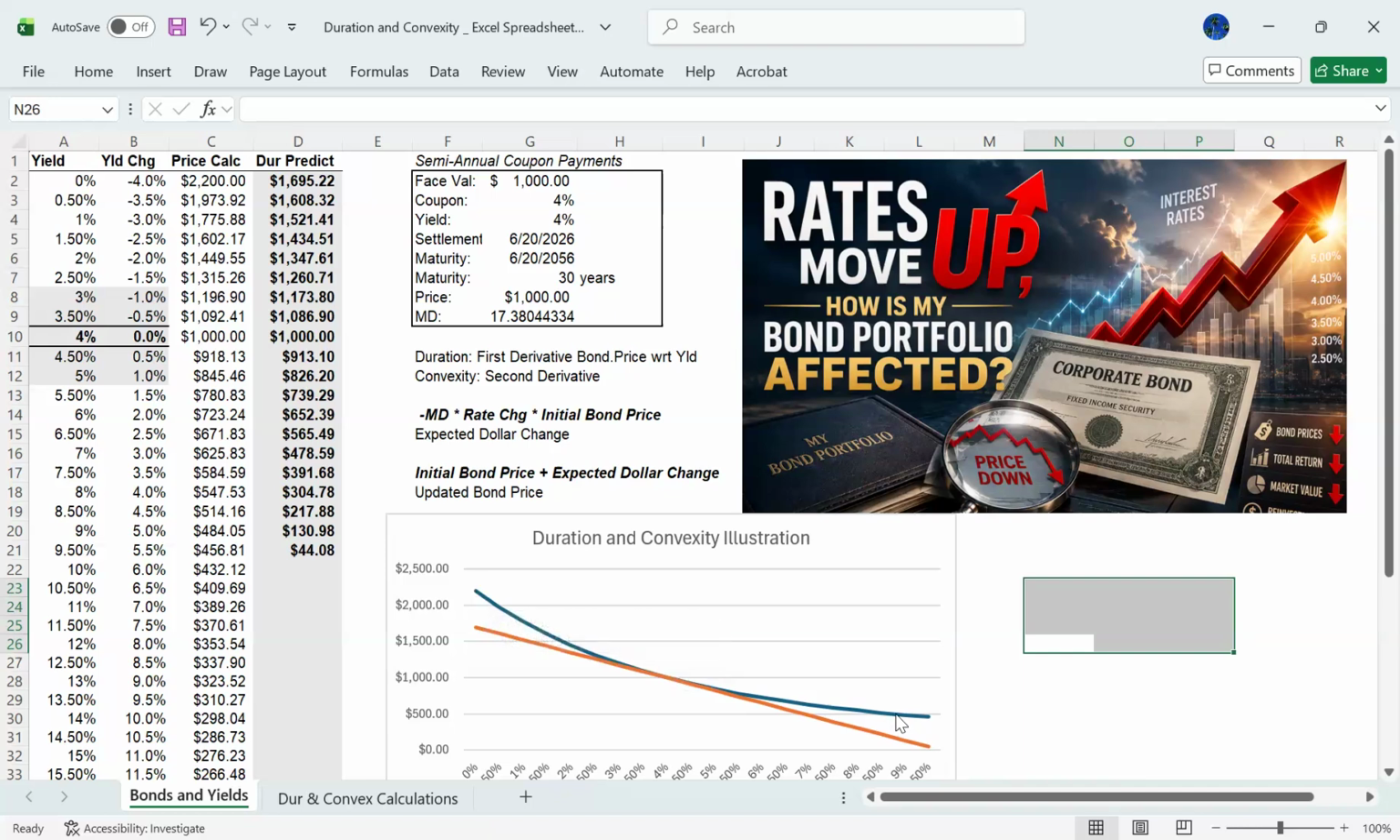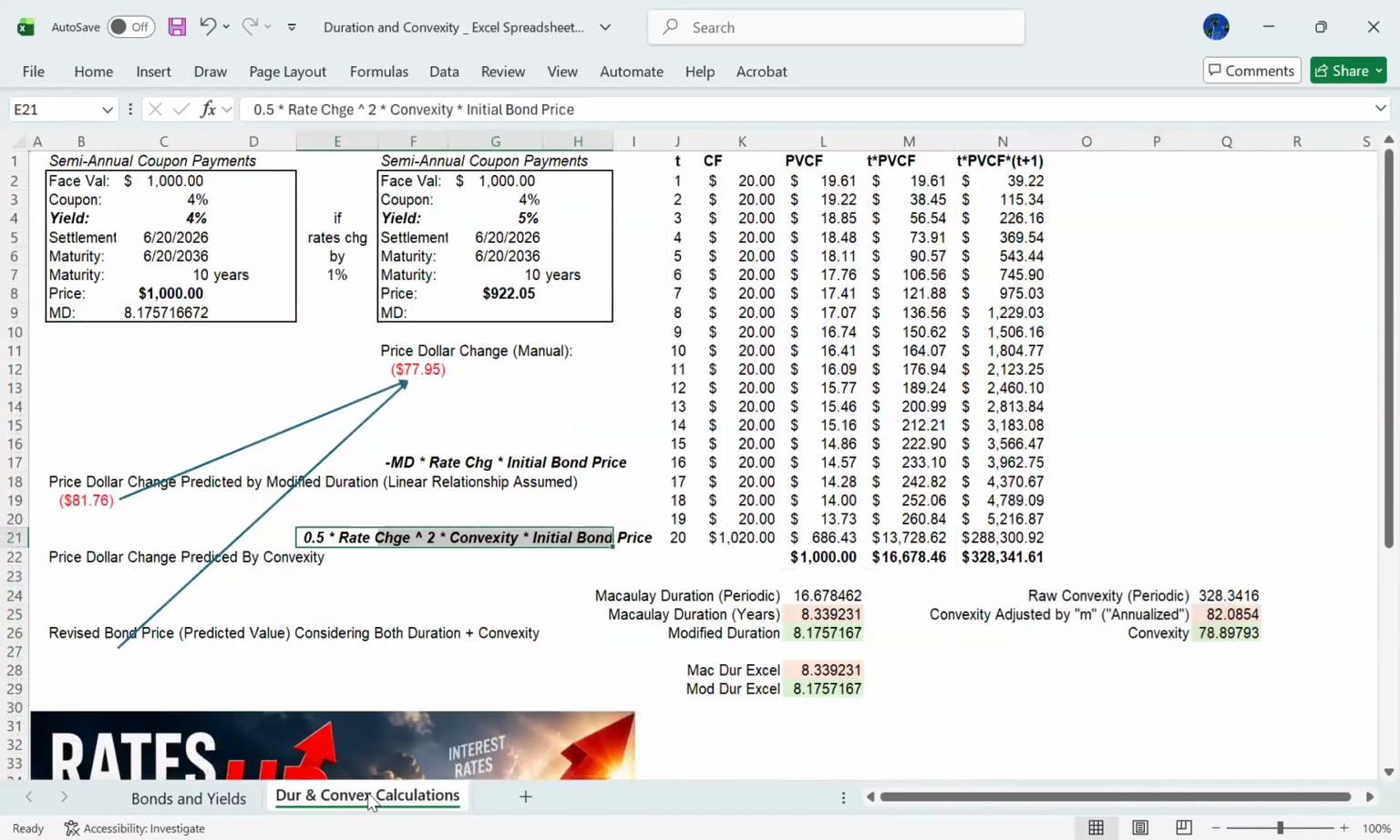When rates go down and also when rates go up, you're always better off. So we want as much convexity as we can. That's something that we can try to maximize when we are forming a portfolio of fixed income.